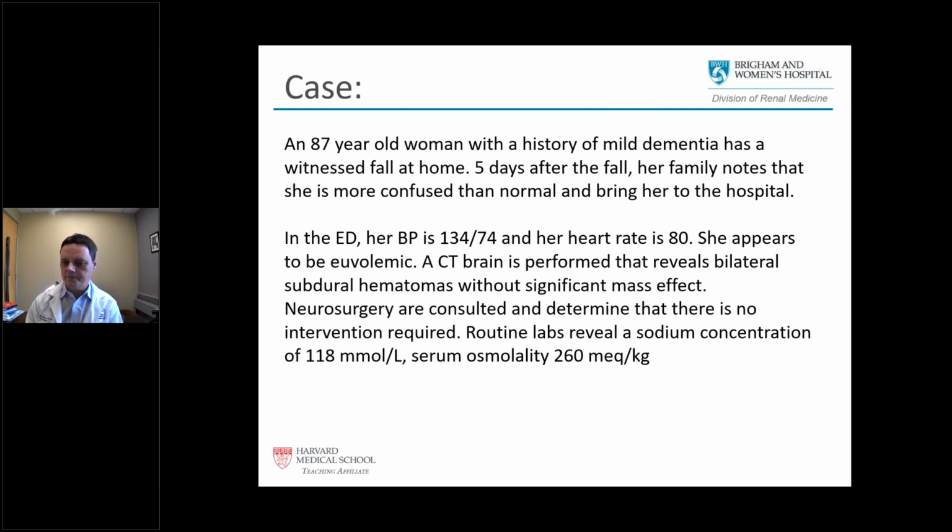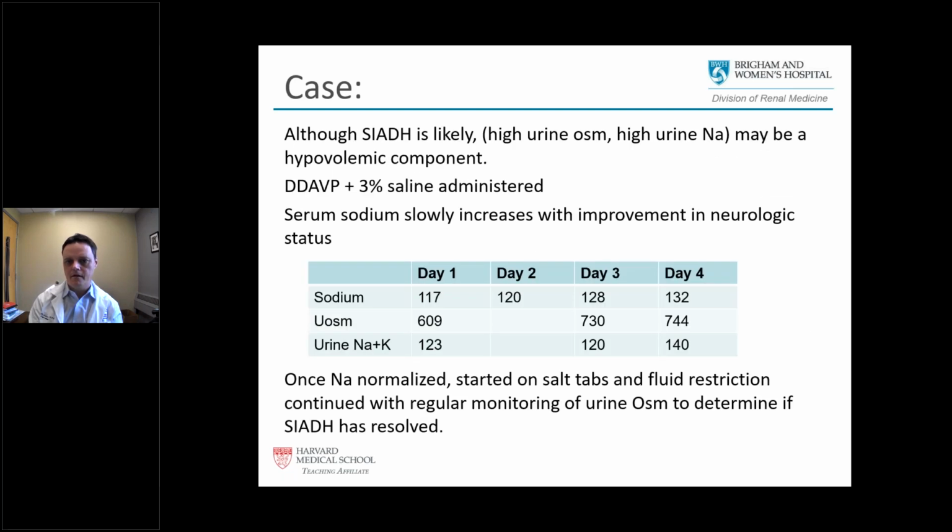Neurosurgery feels there is nothing to be done, but her routine labs reveal a sodium concentration of 118 and a serum osmolality of 260. So again, a true hypotonic hyponatremia. Although SIADH is likely, there's a high urine osmolality and a high urine sodium, there may be a hypovolemic component, so DDAVP and 3% saline were administered. Her serum sodium increased with improvement in her neurologic status.